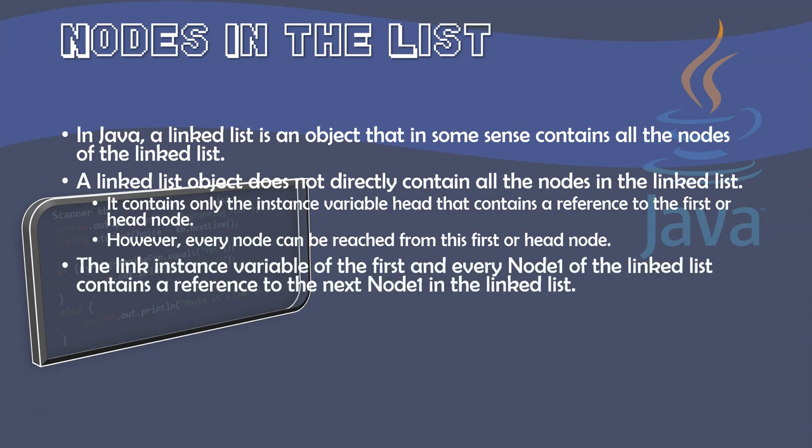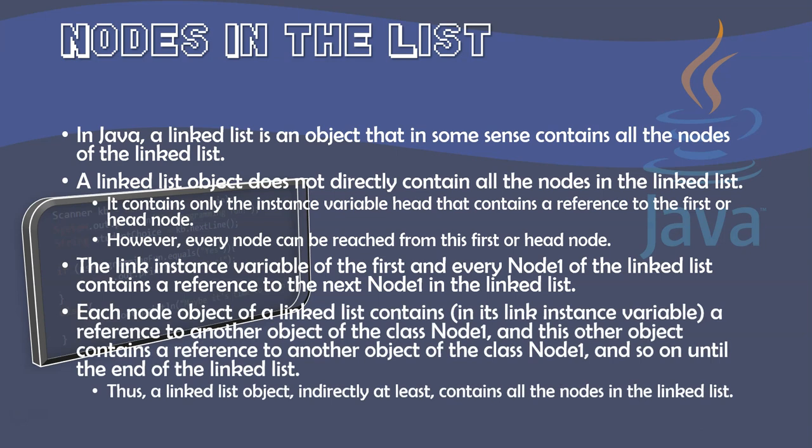The link instance variable in every Node1 of the linked list would then contain a reference to the next Node1 of that list. So again, that linked list object is not going to actually have everything in it. It's not like an array where you store everything inside of it. Each node object of a linked list contains its link instance variable reference to another object of the class Node1, and this object contains a reference to another object of class Node1, and so on and so forth until we reach the end of the list. If you think about this, that means a linked list object indirectly contains all the nodes. If you actually look at it, it only physically contains one node, because everything else is going to be a series of references.